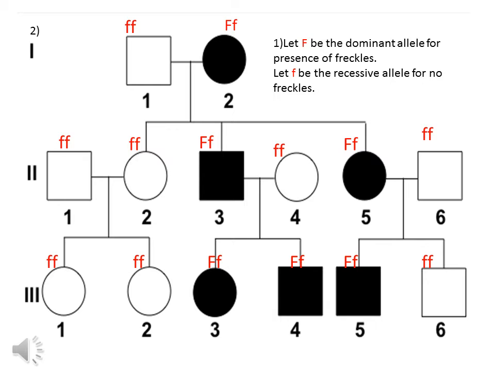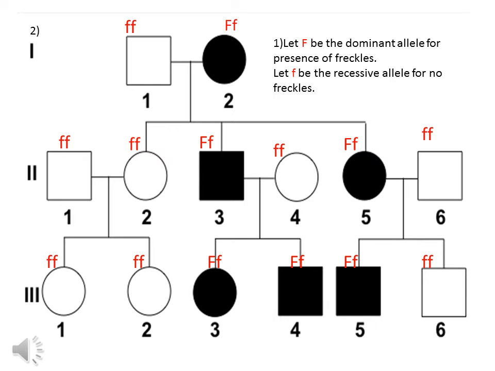Individual 2, 3, and 5 are their children. Individual 2 has no freckles. She must be small f, small f. Each f has to be taken from one parent. Thus, we conclude that the mother is carrier for the normal allele, big F, small f. Individual 3 will be big F, small f, and 5 will also be big F, small f. One from each parent.